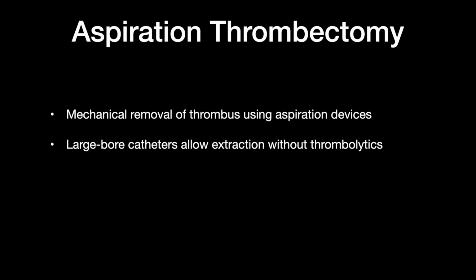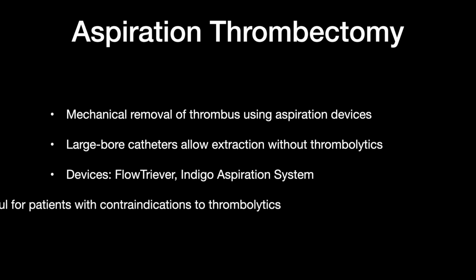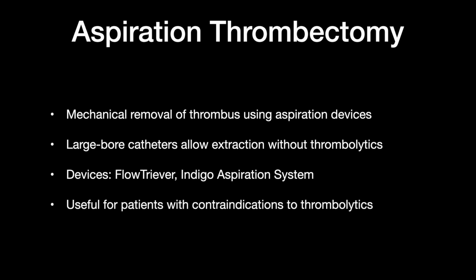Aspiration thrombectomy is the mechanical removal of the thrombus using aspiration devices. Large bore catheters allow for the extraction of the thrombus. Devices like FlowTriever and Indigo aspiration system are used for this, and it is useful for patients who have absolute contraindication to thrombolysis, so you can't give even those small amounts that you are giving in the CDT.